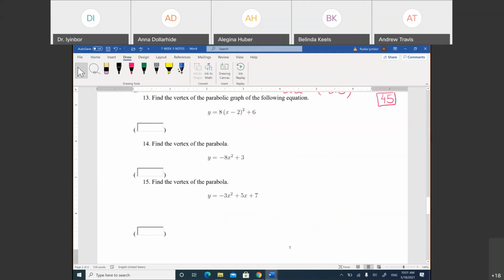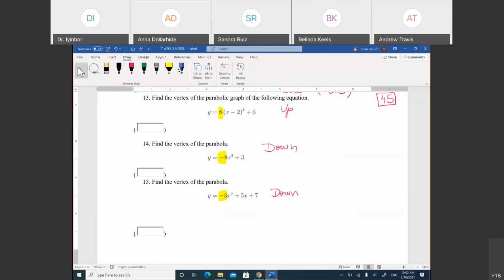So let's go here. If I look at number 13, does the parabola open up or down? What is the number in front of the square? It's positive, so it opens up. Right, yes. How about number 14? Is it open up or down? It'll be down, yes, because it's negative 8, right? So that's why it opens down. They don't ask you that, but I just want to explain that. The next one, 15, is it open up or down? Down, because it's a negative 3, right? Yes.